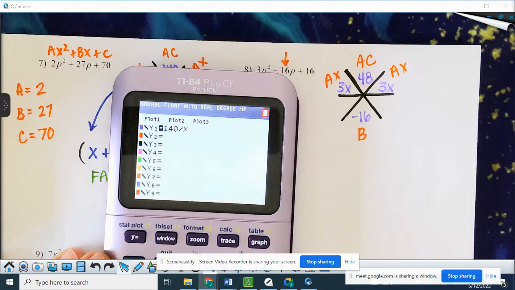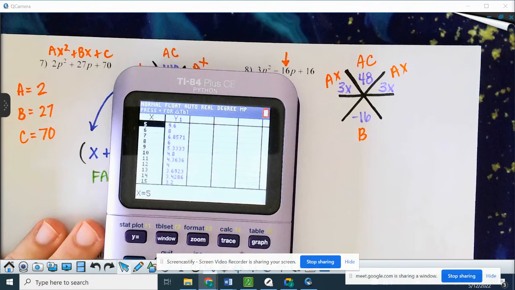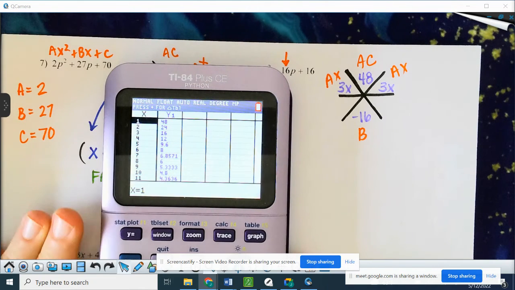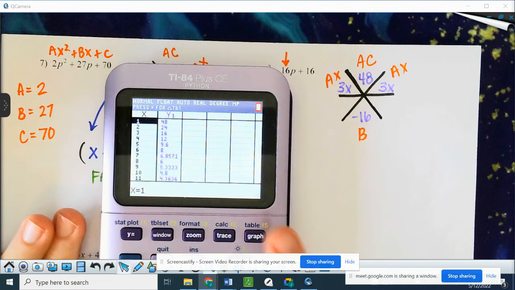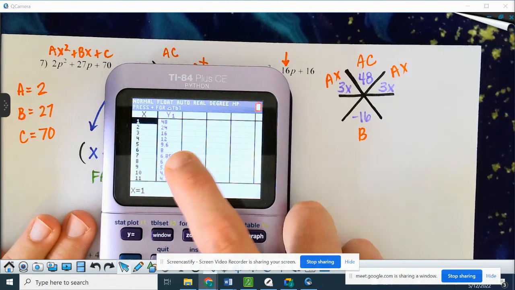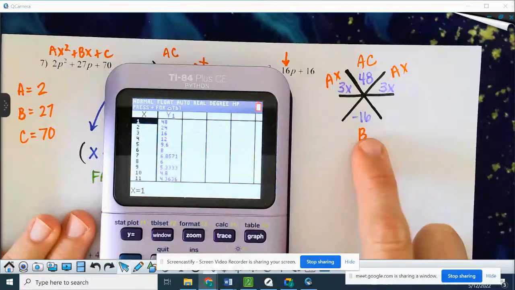So I'm going to take 48 divided by x, second graph. So I see that I have 2 and 24, 3 and 16, 4 and 12, and so on and so forth. So we're going to keep going, 6 and 8, and then 8 and 6 again, so we know we're done. 4 and 12 is going to be our easiest way to get to 16.